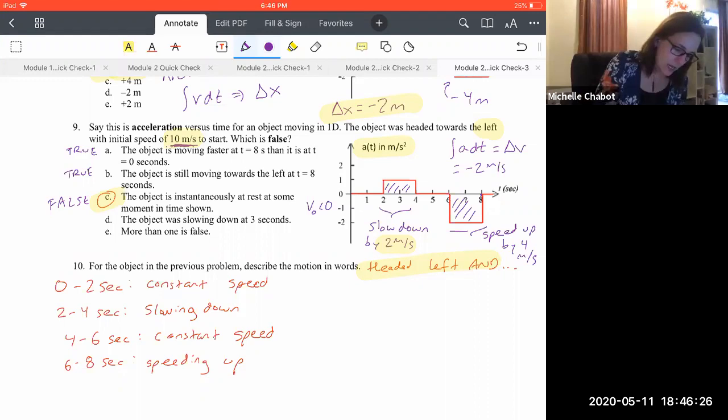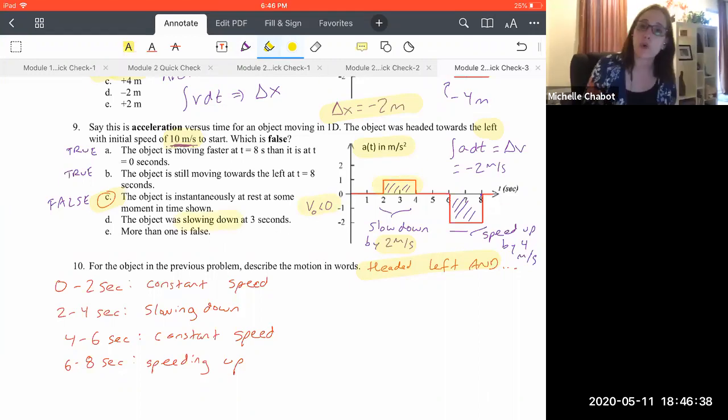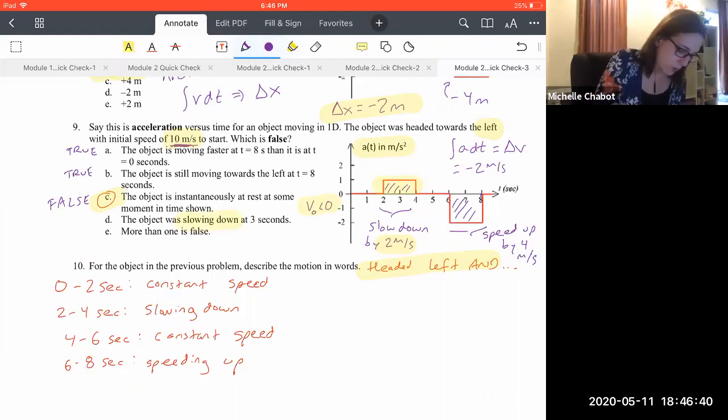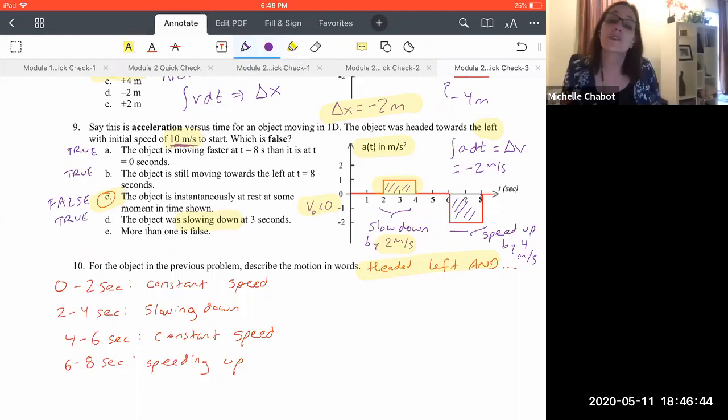And then D, the object was slowing down at 3 seconds. Yes, because my initial velocity was negative and this acceleration is positive, then I am going to be slowing down. So that would be a true statement. And so therefore E, more than 1 is false, is incorrect. And so that leaves C as the correct and only correct answer.